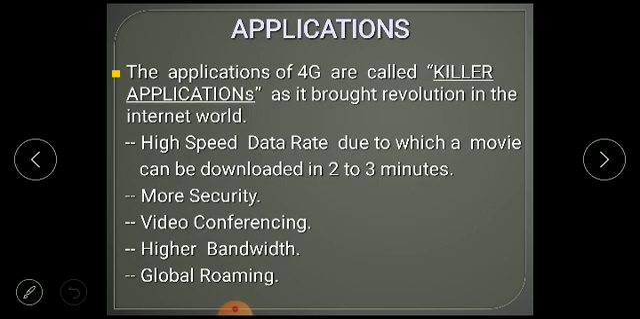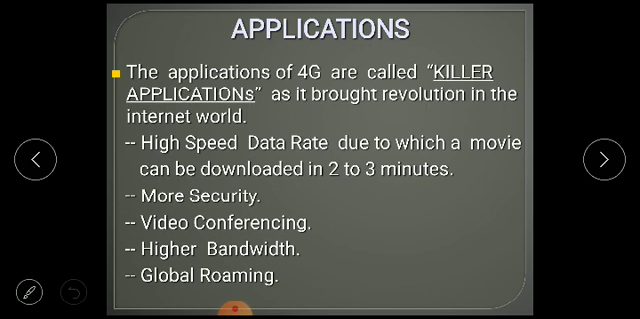So next, applications. The applications of 4G, we can call them killer applications because it brought a revolution in the internet world, right? As we are using 4G technology in our current days, we know what benefits we are achieving through wireless networks. Since it applies in various applications, we call them killer applications, right? It provides a higher speed data rate, by which a movie can be downloaded in 2 to 3 minutes, right?